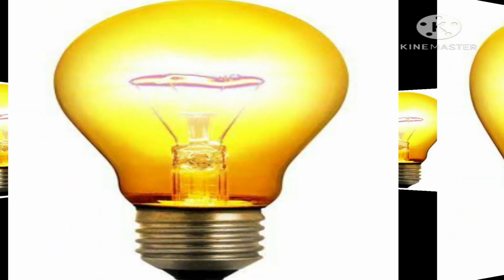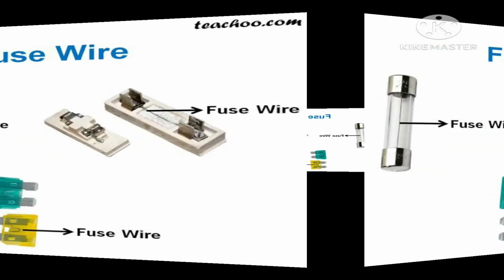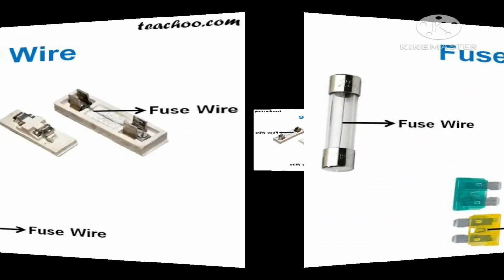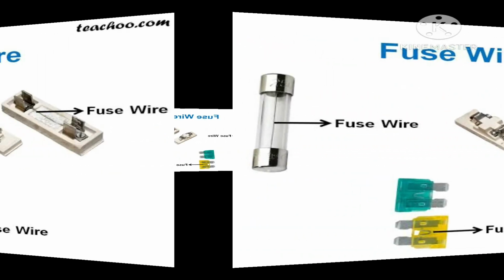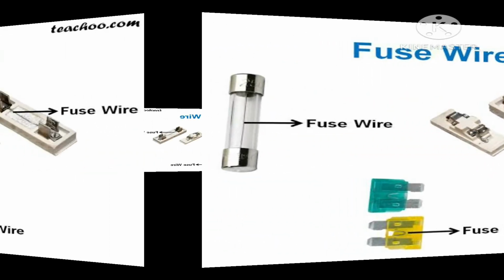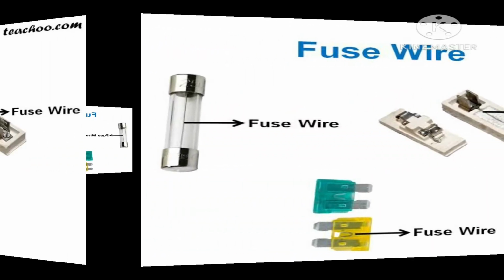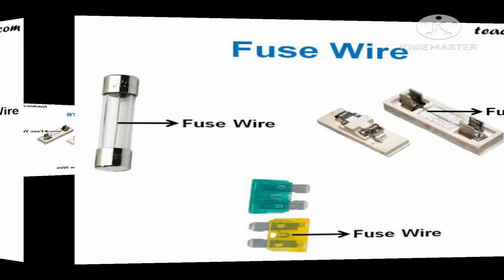The third one is the electric fuse. An electric fuse is a safety device which breaks the electric circuit when there is an excessive flow of current in the circuit, hence preventing damage to the electrical appliances and possible electric fire. A fuse works on the principle of the heating effect of current.